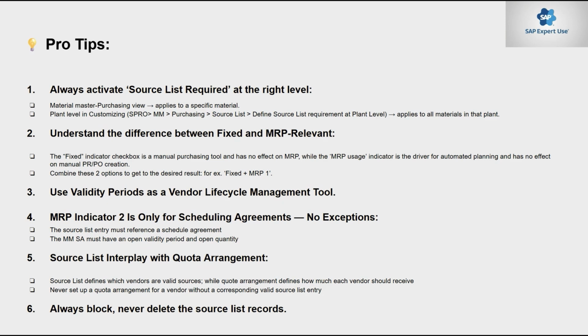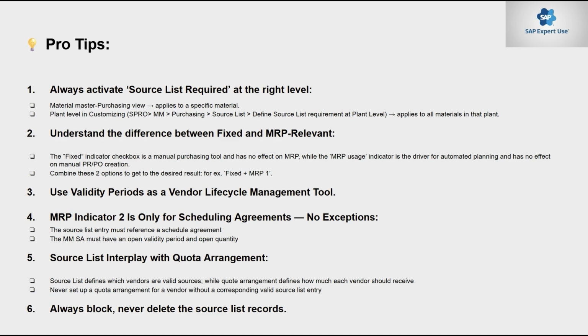It would work without quota arrangement for single source scenarios, while the quota arrangement defines how much each valid vendor should receive of your order. It distributes requirements across active sources by percentage. It requires source list entries to be present for the same vendors. So never set up a quota arrangement for a vendor without a corresponding valid source list entry. And this brings us to the last point.